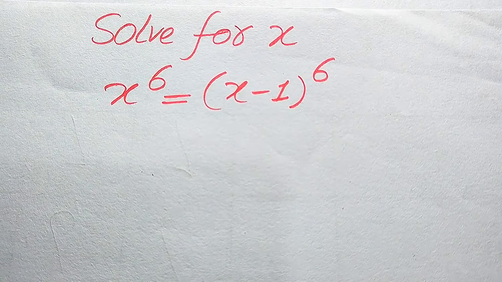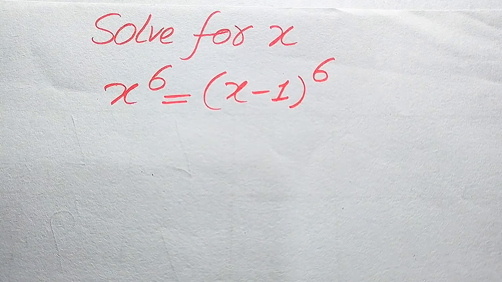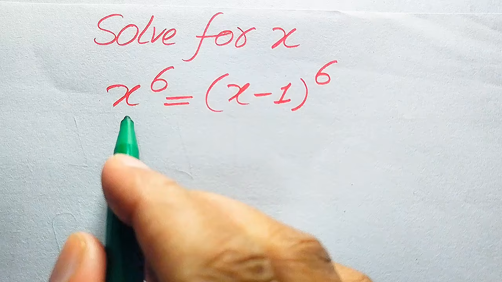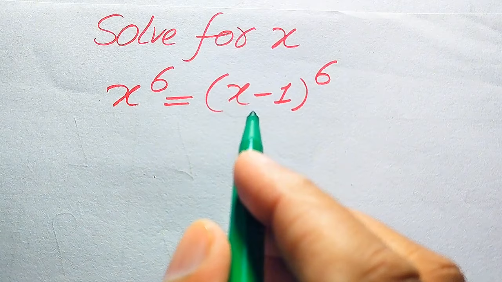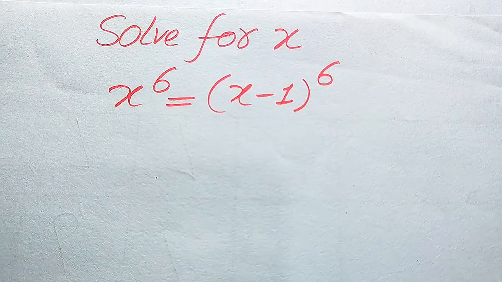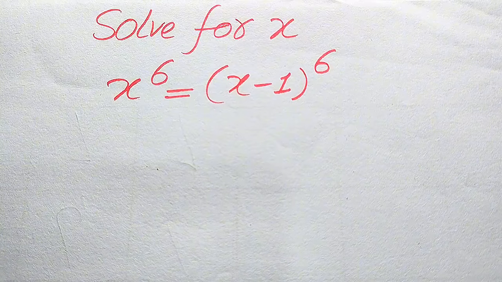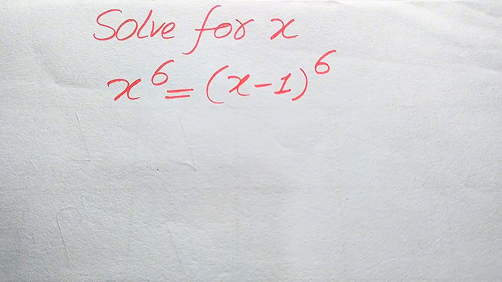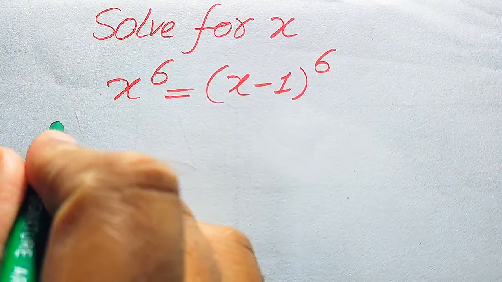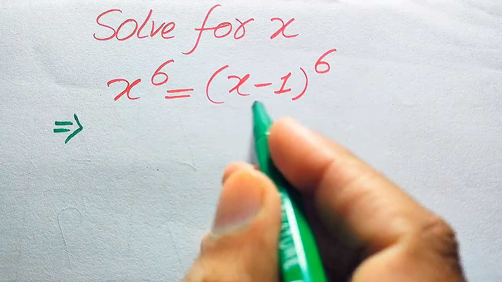Hello everyone, how to solve this problem for the values of x if we have x to the power of 6 is equal to (x minus 1) to the power of 6, and we solve this problem for all the values of x.